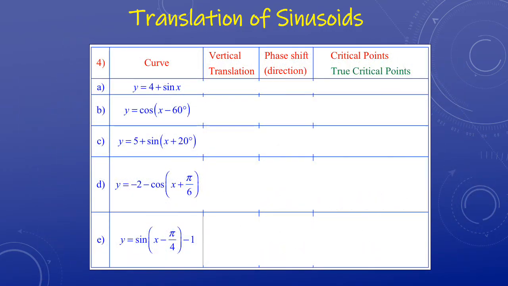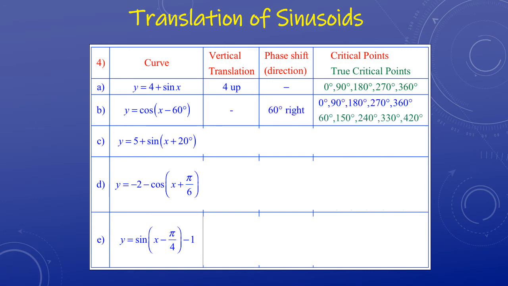In example 4, you are given 5 curves. You are to determine the vertical translation, the phase shift, including the direction, the critical points, and then the true critical points. In A, we have y is equal to 4 plus sine of x. The vertical translation is 4. The phase shift doesn't exist because there is no parentheses around the x. Therefore, the true critical points are 0, 90, 180, 270, and 360 degrees.